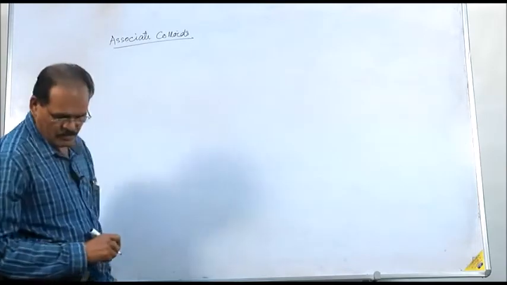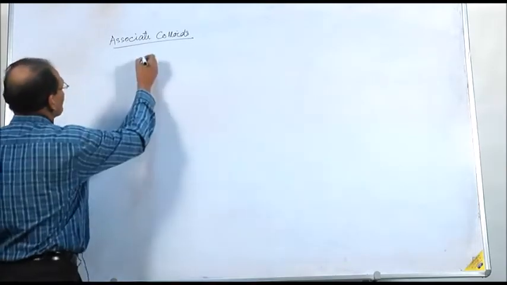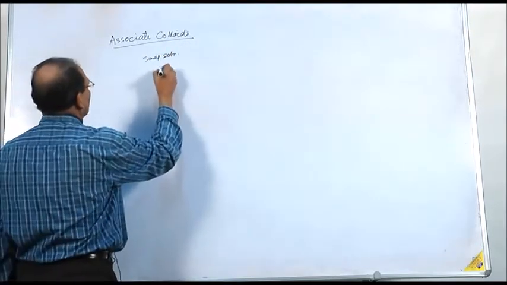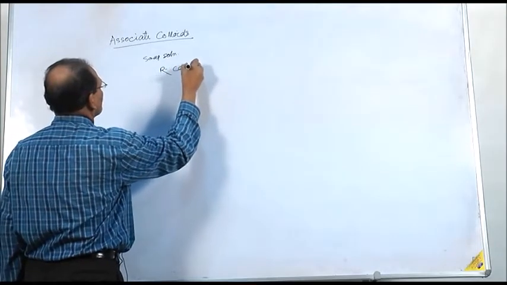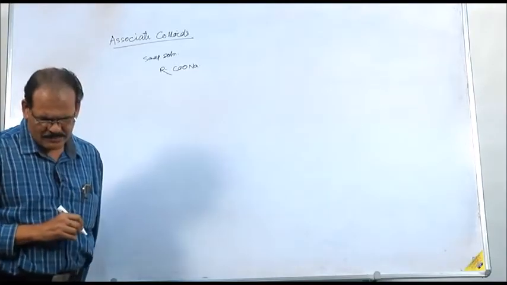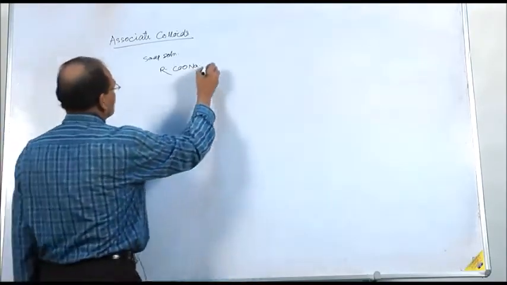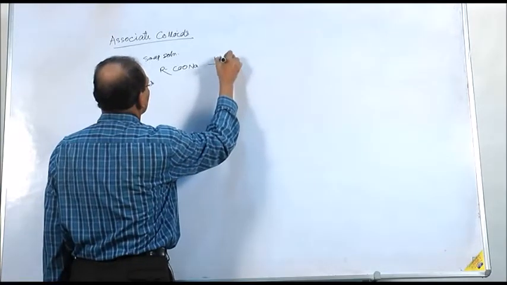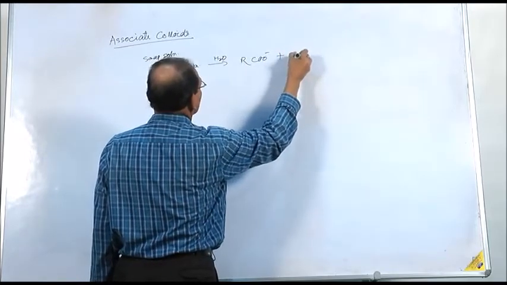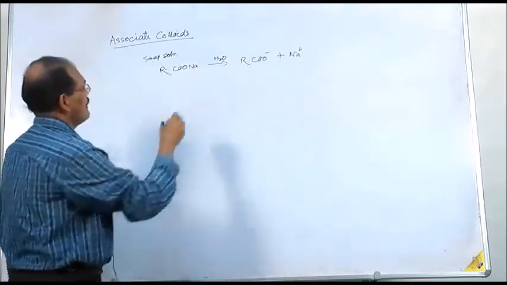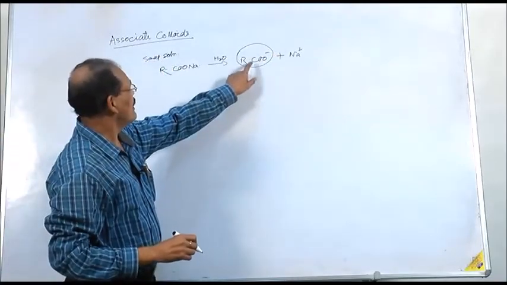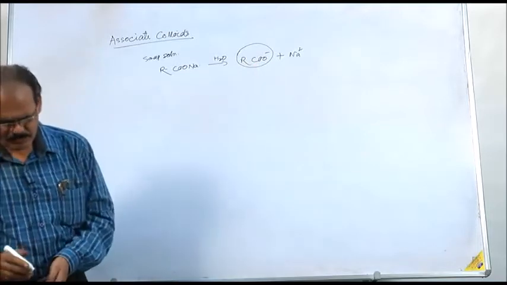For example, suppose you will take soap solution. Soap solution is a sodium derivative of higher fatty acid. So when dissolved in water, in presence of water, it dissociates into RCOO minus plus sodium plus, and this R part is hydrophobic and this ionic part is hydrophilic.